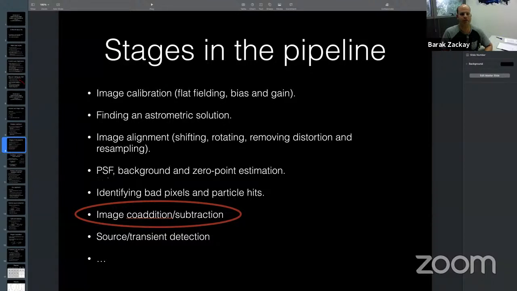You then have to measure the current point spread function, estimate some background emission of the atmosphere or maybe even zodiacal light, and find the image zero point. So convert it from current flux units to actual physical flux units. And you want to identify bad pixels and particle hits, and only after that you might want to add or subtract. And the reason I'm mentioning all of this is that, if you put into image subtraction something and you state the wrong PSF, garbage in, garbage out. And the same goes with addition.